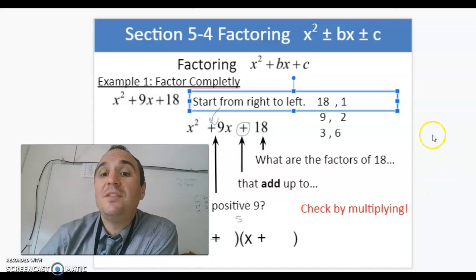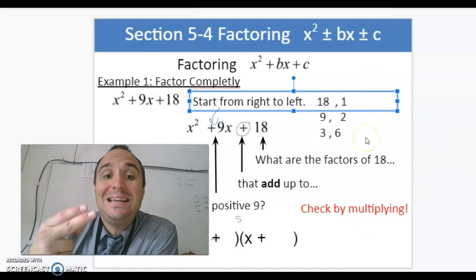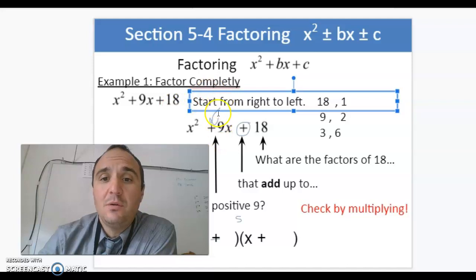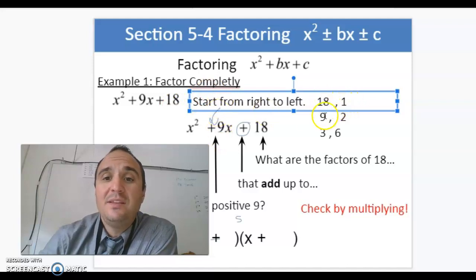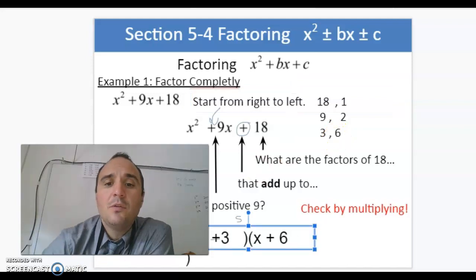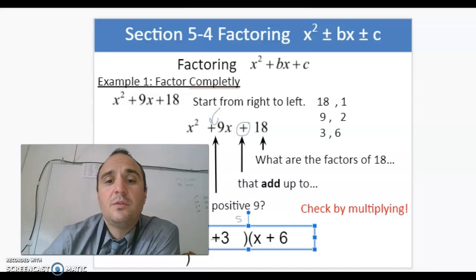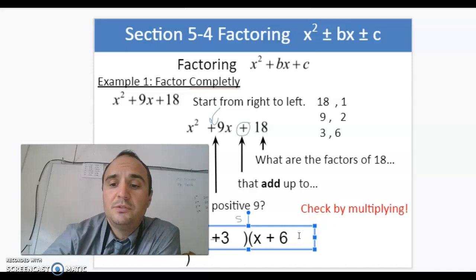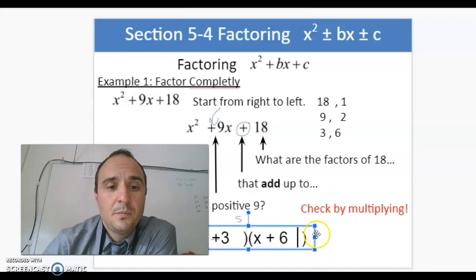Well, the answer is you got to take the combo that combines to give you the b term. 18 combined with 1 is 19, 9 combined with 2 is 11, 3 combined with 6 is 9. That's the answer. So the final answer is x plus 3, x plus 6. And that is how you start factoring polynomials.